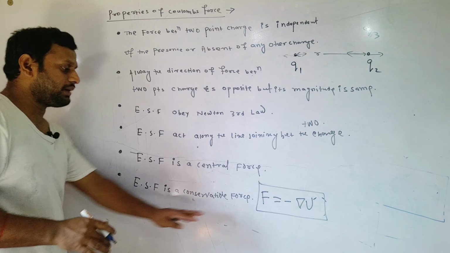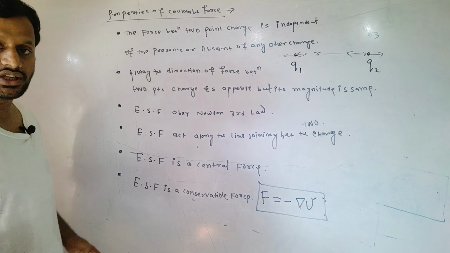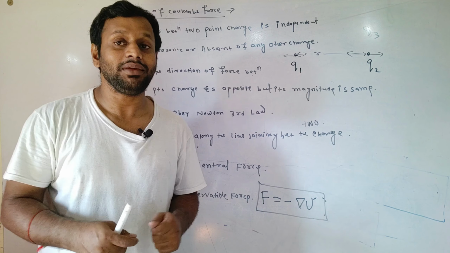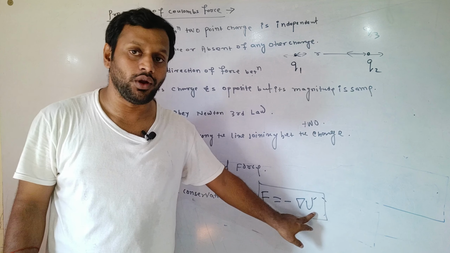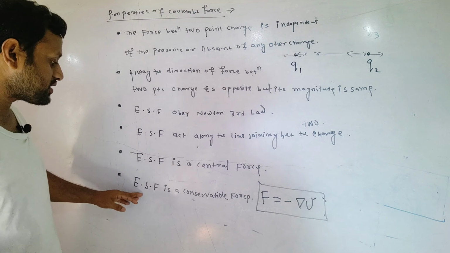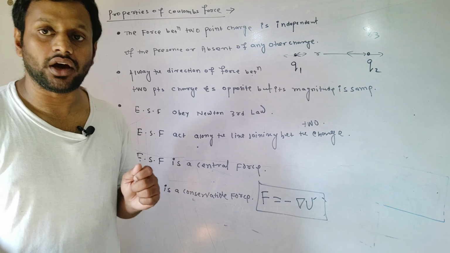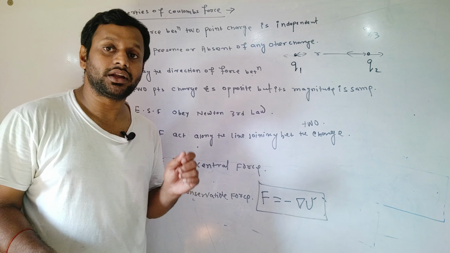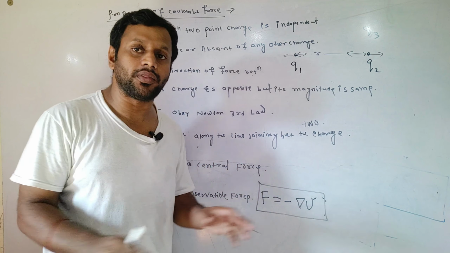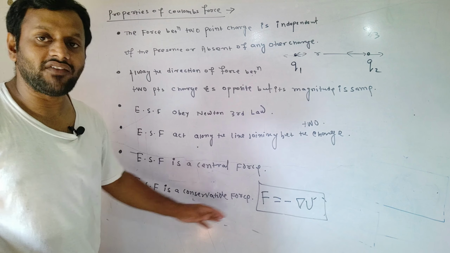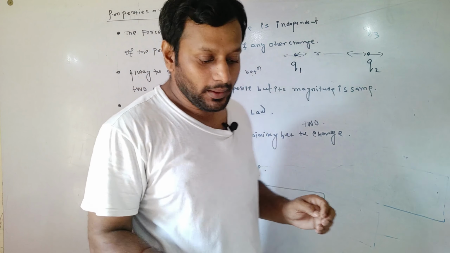Currently this is not needed, it will be needed later, so I am just telling you now. Electrostatic force is a conservative force. If any force is a conservative force, it can be represented by a gradient of another scalar quantity, and that scalar quantity will be the potential energy. Conservative force means the work done is independent of path. Work done depends only on the initial point and the final point. It will not depend upon the path followed by the particle.